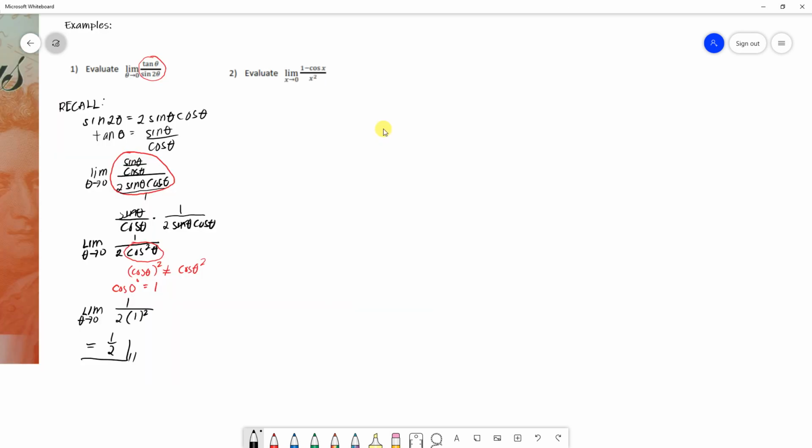Example number 2, evaluate 1 minus cosine x over x squared where x approaches to 0. So, hindi porket x yung nakita ninyo, x na siya, no? It means it can be also x is being used to represent an angle. So, angle pa rin yan kasi may trigonometric value.